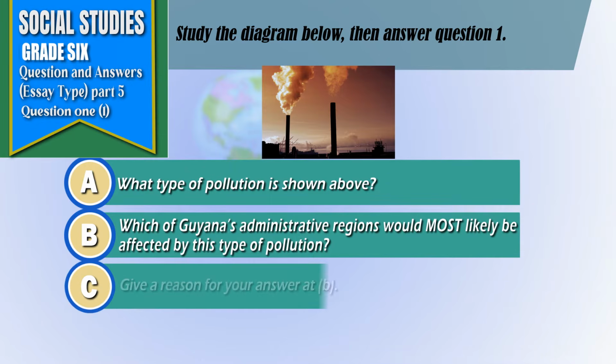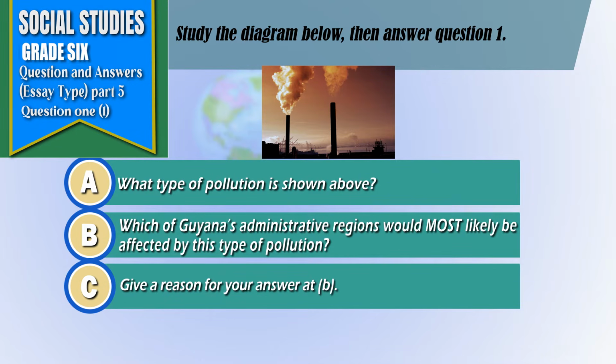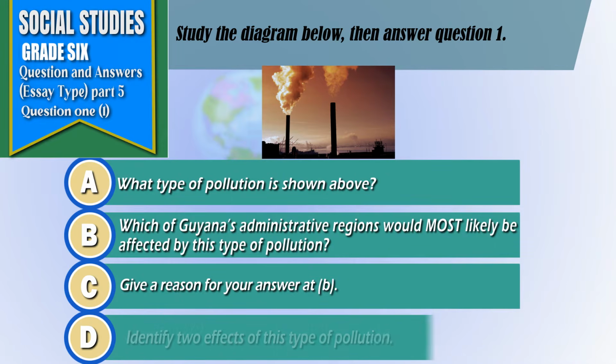B. Which of Guyana's administrative regions would most likely be affected by this type of pollution? The C part. Give a reason for your answer at B. And the D part says, identify 2 effects of this type of pollution.